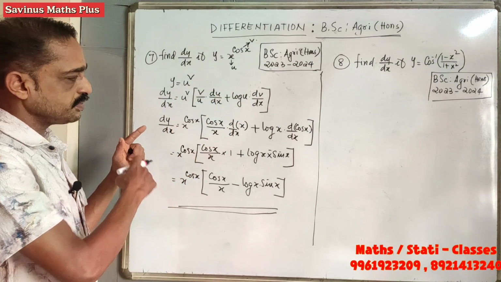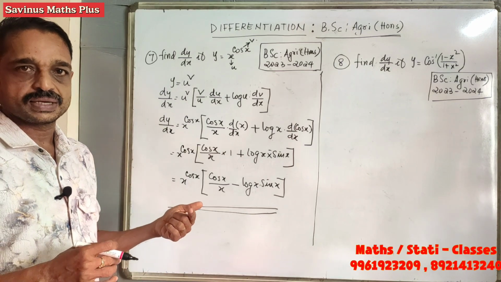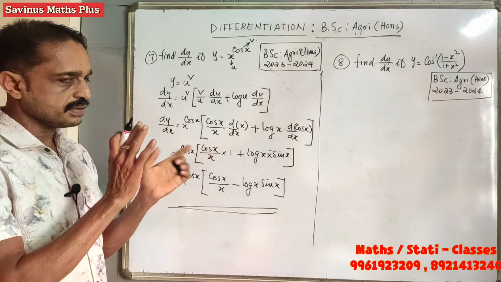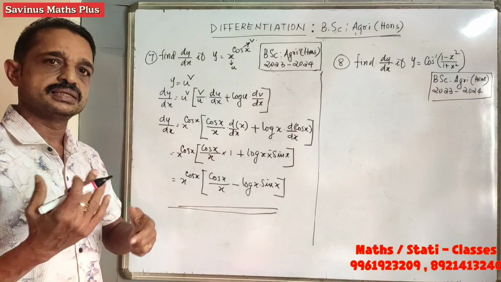This type of differentiation is called logarithmic differentiation. That means in order to differentiate this type of function, we take logarithm on both sides and then differentiate.